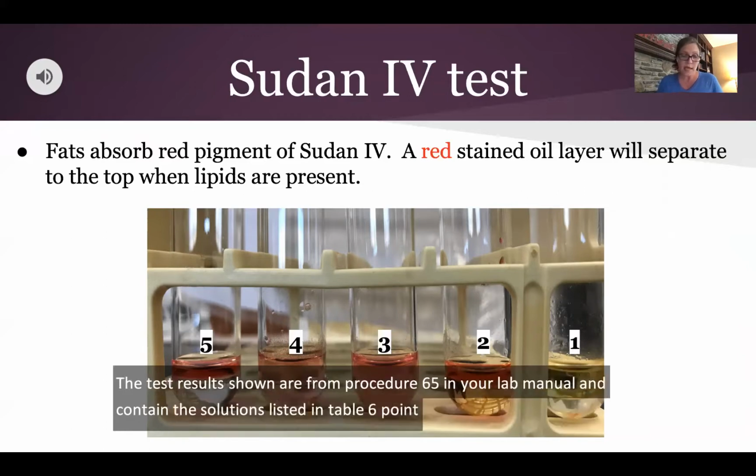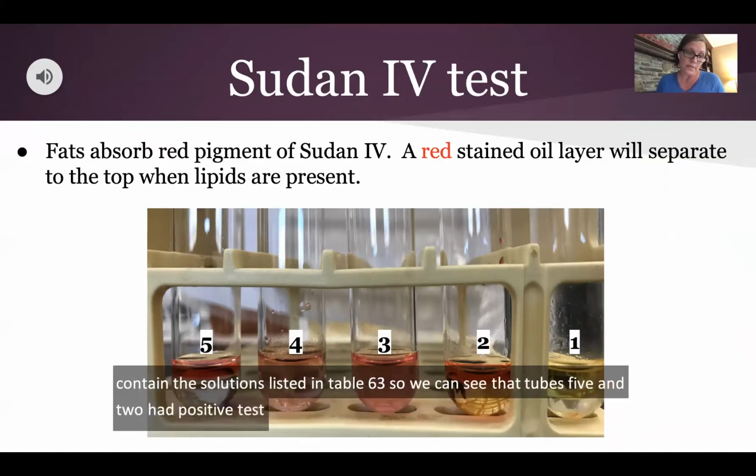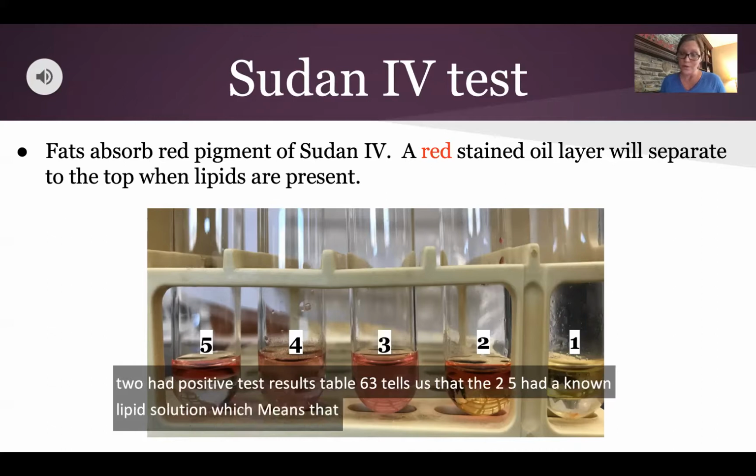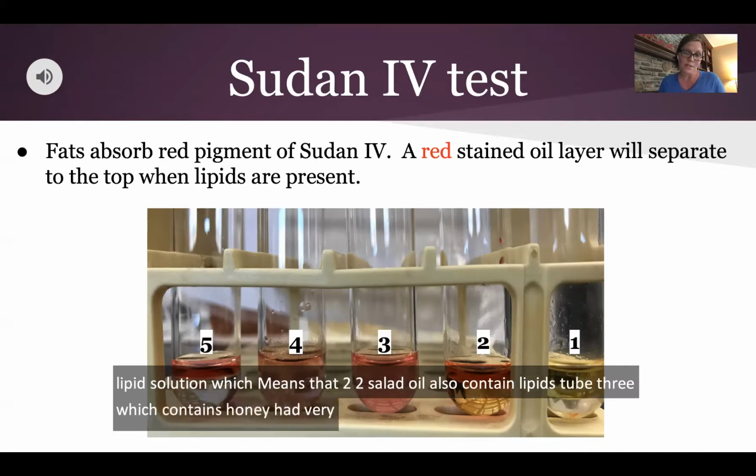So we can see that tubes 5 and 2 had positive test results. Table 6.3 tells us that tube 5 had a known lipid solution, which means that tube 2, salad oil, also contained lipids. Tube 3, which contains honey, had very little lipids compared to the salad oil in tube 2.